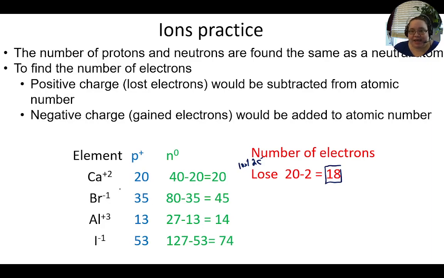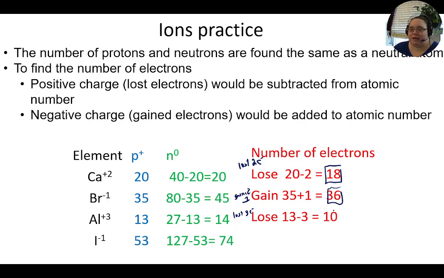Bromine negative ion, that negative ion means that we have gained 1 electron. We go out and we gain 1 electron. Well, I've got to take 35 and add 1 to it, so it has 36 electrons. Aluminum plus 3 means we have lost 3 electrons. That would be something that you are more than welcome to write on your periodic table. Positive charge means subtract, means I gave them away. Normally aluminum would have 13, but this ion of aluminum has 10.